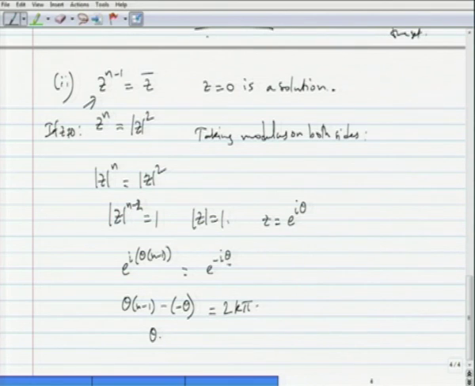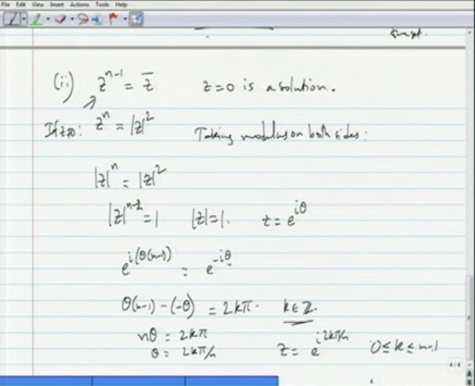So, this gives us n theta is 2 k pi. So, theta is 2 k pi by n, where k is any integer here. So, z is an nth root of unity. It is e to the power i times 2 k pi by n, k belongs to Z. Well, k can be restricted to 0 through n minus 1, and this gives us all the values of z. So, that is the solution to this.